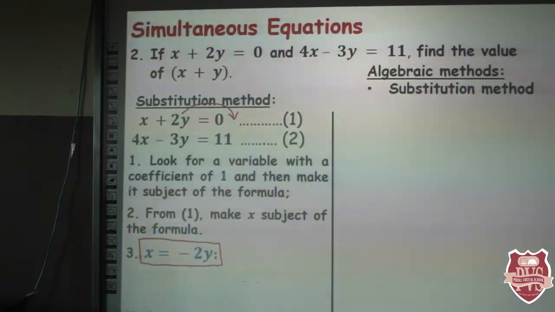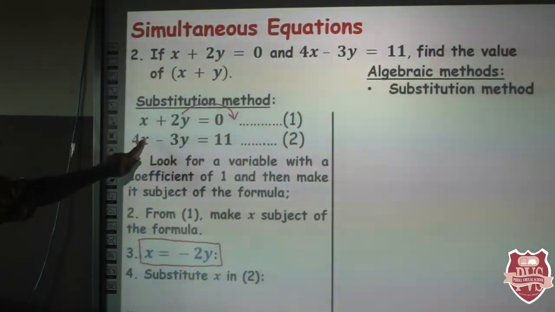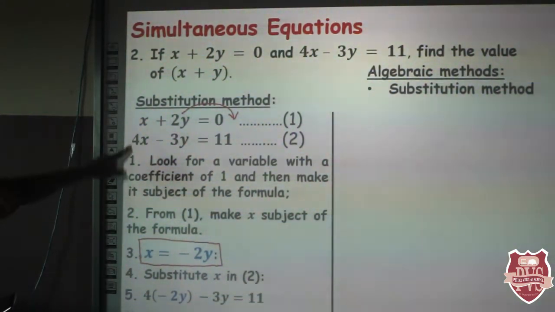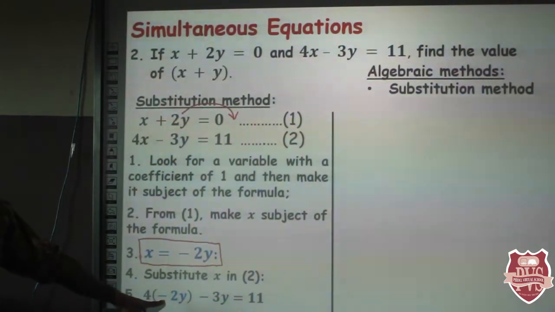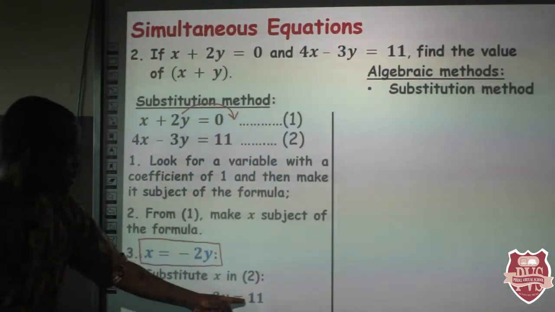on, we will substitute this x in equation 2. So anywhere you see x in equation 2, you replace the x with minus 2y. Okay, so let's see. We have 4x, so the x now becomes minus 2y. And then minus 3y is equal to 11.